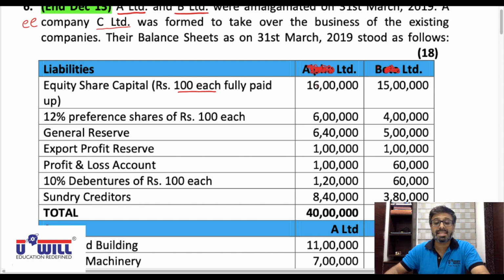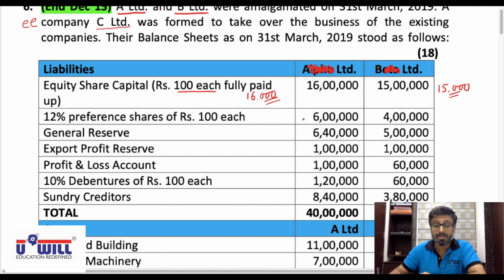So A Limited: 16 lakhs divided by 100. How many equity shares would be there? 16,000 equity shares. And B Limited: 15 lakhs divided by 100. How many equity shares would be there? 15,000 equity shares. I repeat, 16 lakhs divided by 100, 16,000 equity shares in A Limited, and 15 lakhs divided by 100, 15,000 equity shares in B Limited.